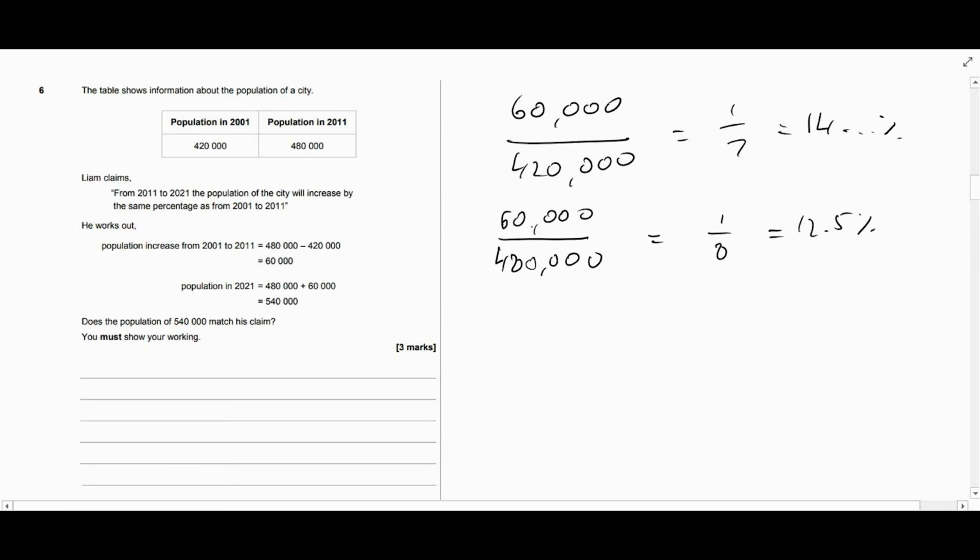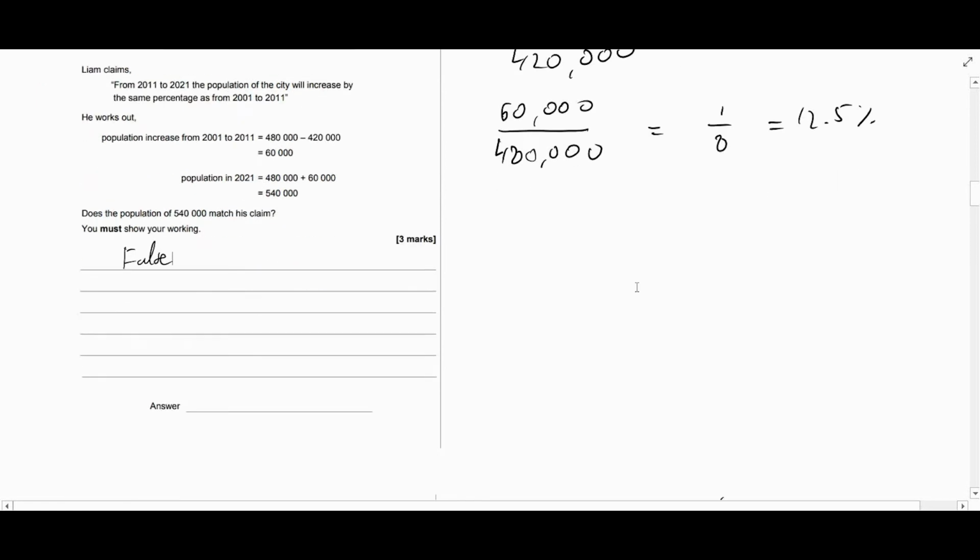So while the increase was the same in reference to the population at the time, which was obviously bigger in 2011, 480 versus 420, the population change in terms of percentage is obviously going to be different. So therefore, no, his claim that it will increase by the same percentage was untrue. Same amount, but not the same percentage. So this was false. And that's our working for.